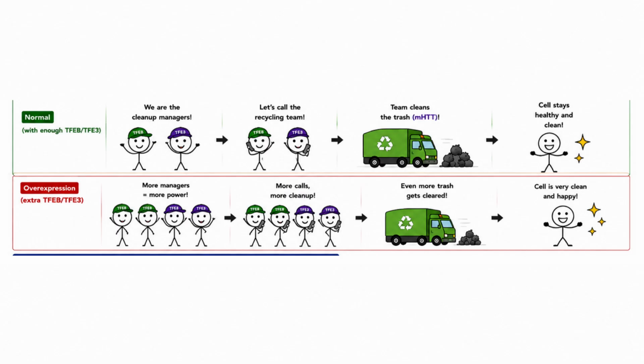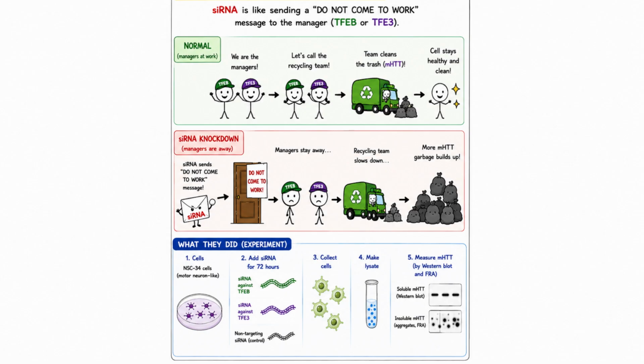Then they did the exact reverse. They used molecules called siRNA to silence or remove TFEB and TFE3 from the cells. Predictably, removing them made the mutant Huntingtin accumulation so much worse. TFEB's loss was particularly damaging, showing it's a completely critical player in keeping the cell clean.